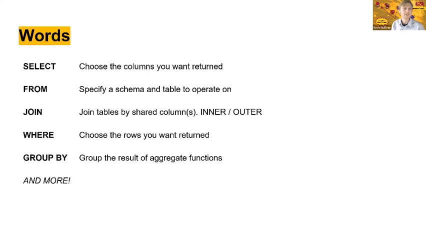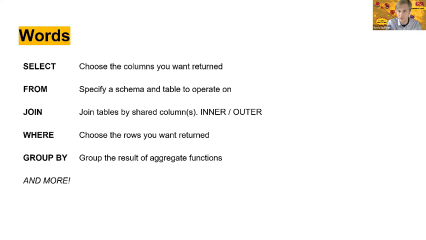So here are those words that I think are really intuitive. Select, from, join, where, group by. Okay. Select is where you choose the columns you want returned. So you don't have to return the whole table, right? So maybe you need the name, you need an email address. This is where you put that information.